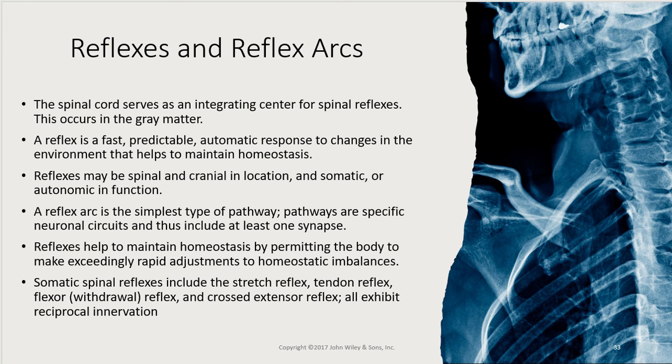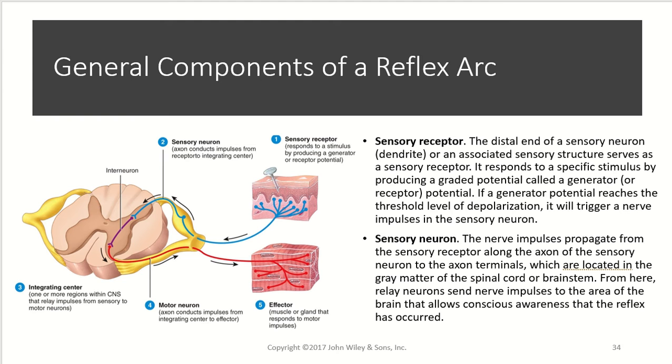imbalances, like if you step on a tack, or if you trip and have a reflex to prevent you from falling on your face. The very rapid adjustments to maintain homeostasis. So somatic spinal reflexes are going to include the stretch reflex, the tendon reflex, the flexor or withdrawal reflex, and then the crossed extensor reflex. And all of these are going to exhibit reciprocal innervation.